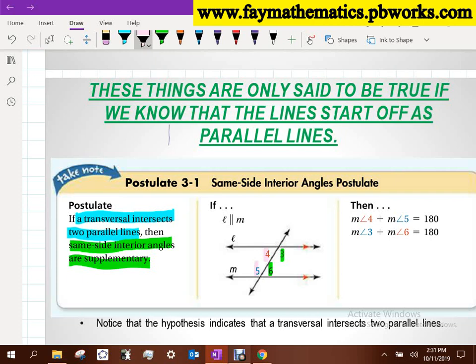Now, likewise, 4 and 3 are supplementary as well, are they not? But that was already a fact that we knew, correct? Those are a linear pair. So this is new information now that we are going to be able to apply and use. But this is a postulate, which means we can't prove it, but we can justify it.